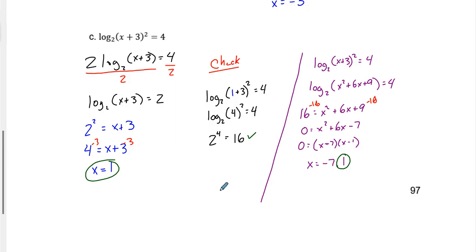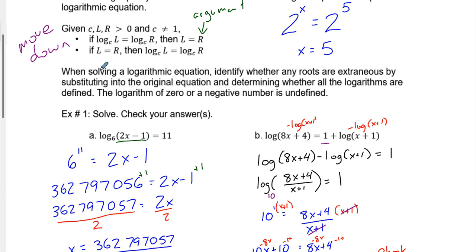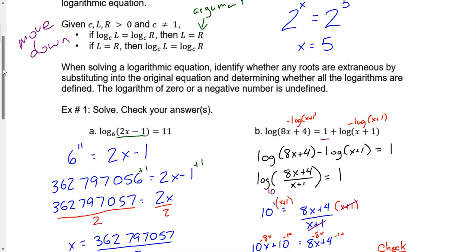And where that comes down to, it doesn't say in the question, but I do need to put it in there. It talks about what our restrictions are. Now, I have that in writing above here. When solving a logarithmic equation, identify whether any roots are extraneous by substituting into the original equation and determining whether all the logarithms are defined. Basically, the logarithm of 0 or a negative number is undefined.